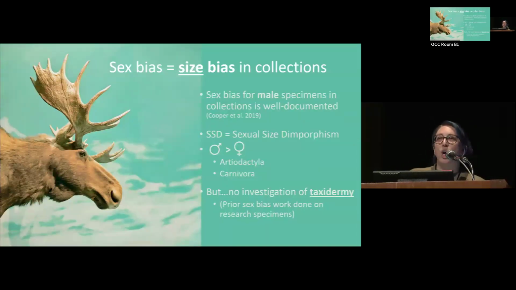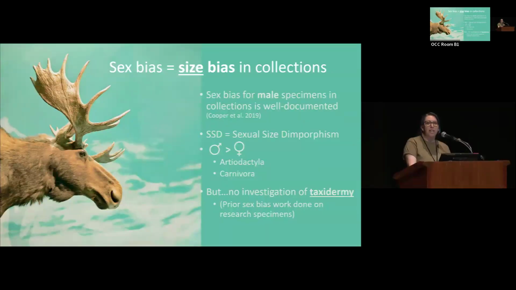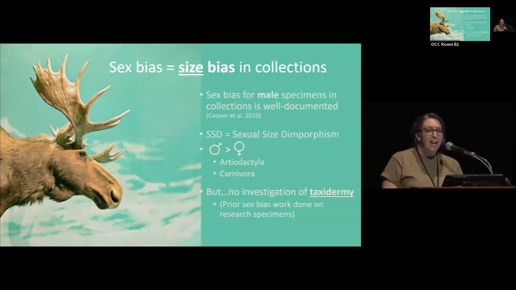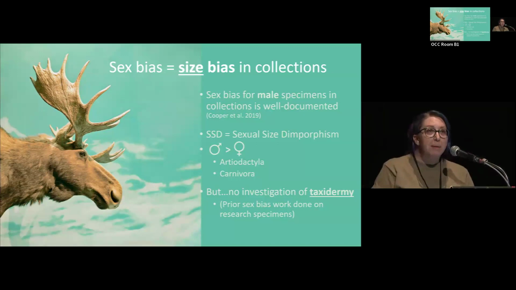All right, so it's pretty well known, especially in mammal and bird collections, that there's a sex bias in collections. And this sex bias for certain groups of animals can equate to a size bias. So that's what I'll be looking at a little bit today, especially for species or groups of mammals that exhibit SSD, or sexual size dimorphism. I'll be talking a lot today about Artiodactyla and Carnivora, orders where males are larger and more ornamented than females.